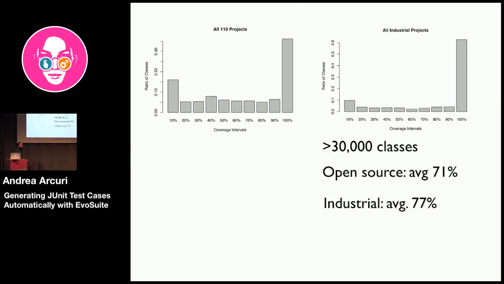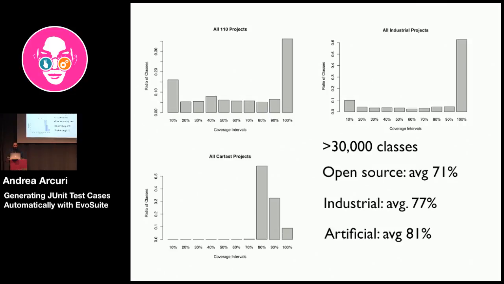Then, of course, we also tried on some actual industrial systems. Same type of graph, same type of results. And then also on some artificial software, but that gave different results. Well, still good, but very different results.